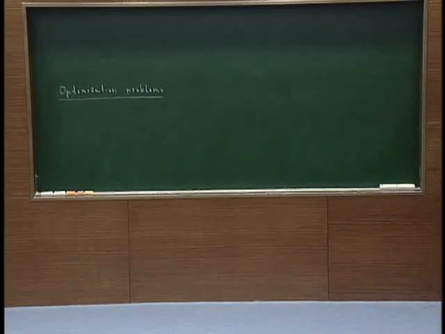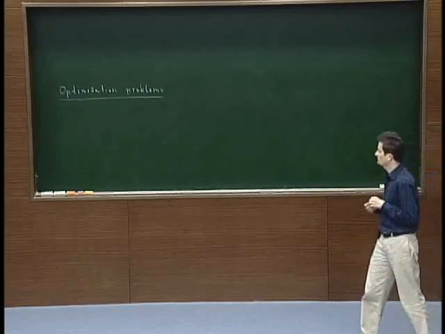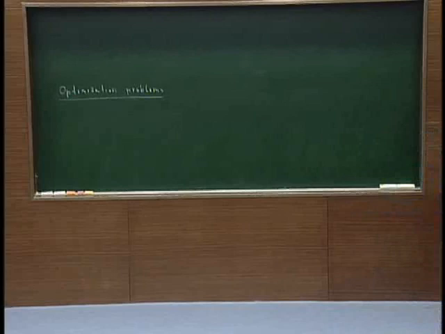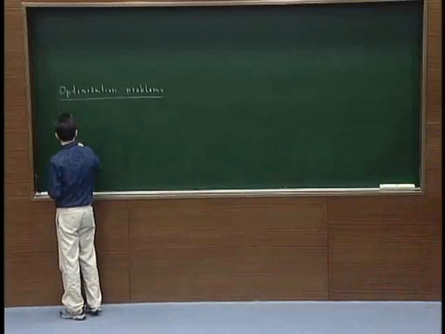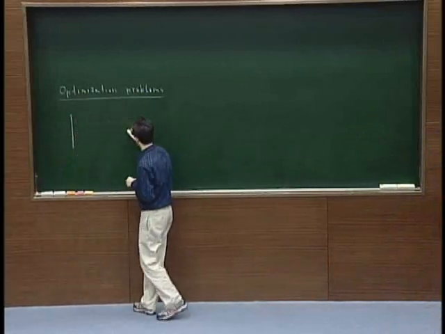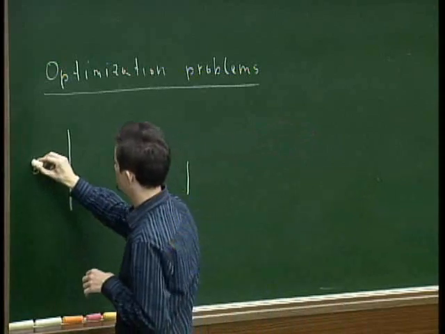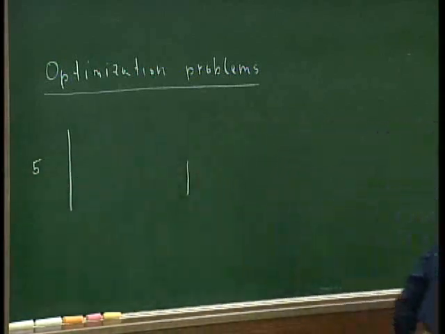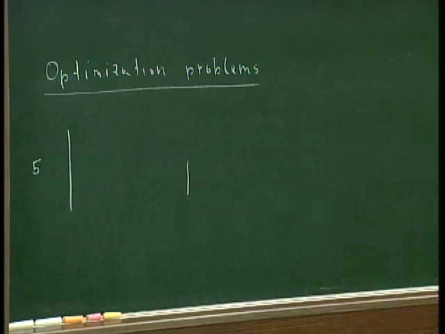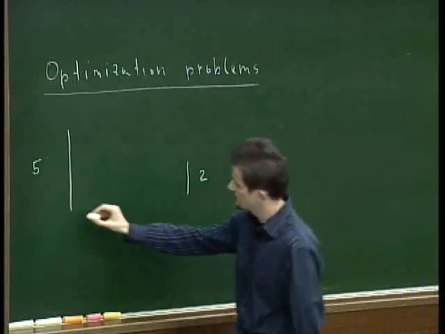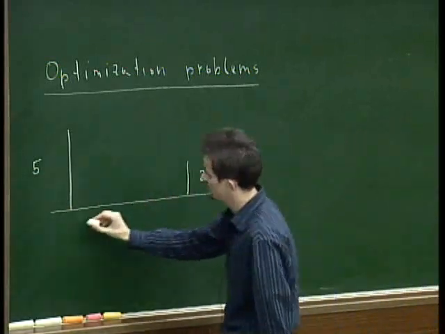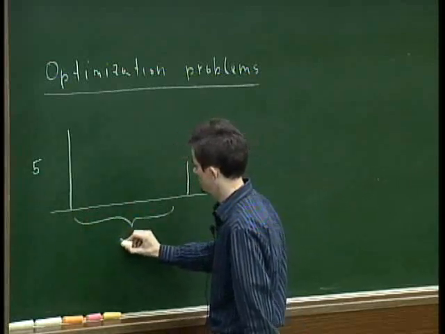Now, last time I showed you some simple examples, so maybe let's discuss not very complicated ones, but maybe examples where you have to think a little bit more. So, for instance, let's assume that we have two poles. Let's say one is 5 meters high and the other one is 2 meters high. And those two poles stand within a distance of 3 meters.